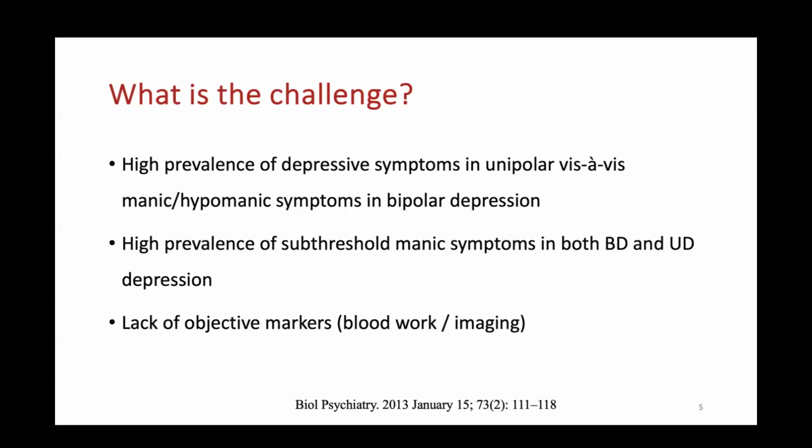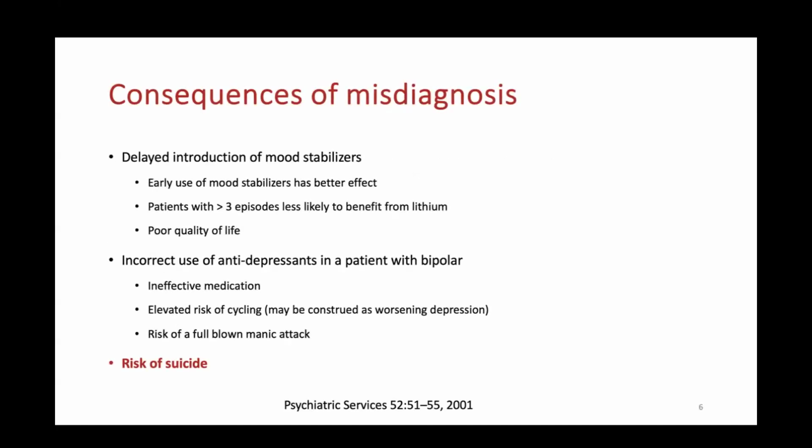High prevalence of depressive symptoms in unipolar vis-a-vis manic hypomanic symptoms in bipolar depression. So if you look at bipolar depression, the prevalence of depressive symptoms is much more than of manic or hypomanic symptoms. High prevalence of threshold manic symptoms in both bipolar depression and unipolar depression, and lack of objective markers, that is blood, imagination. We don't have anything to tell that, okay, this is the difference between a bipolar and a unipolar. Every other clinician has something to fall back on. We psychiatrists have nothing to fall back on.